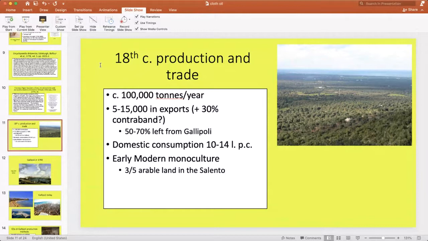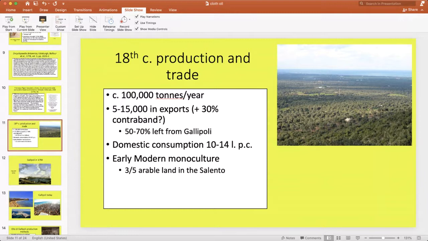Major expansion of cultivation in the 18th century, and you get pictures like this one. This is from Puglia before the Xylella, where really there's just olive trees as far as the eye can see. Indeed, you can still take that picture in Bari, but you no longer can in Lecce, alas.